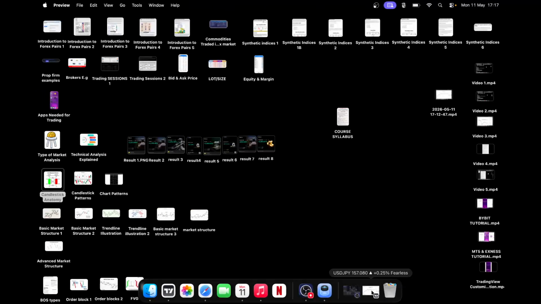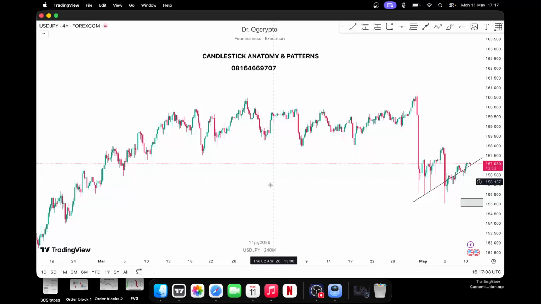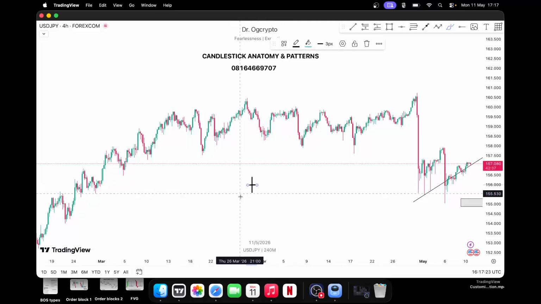So how do these candles look? An indecision candle, you will just see it like this. You will see a wick like this, and there will not be a body. So this is an indecision candlestick. The market can either go up or come down. It has no body. That's what an indecision candle means.